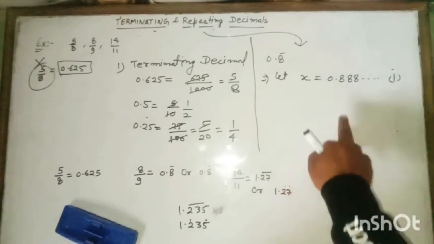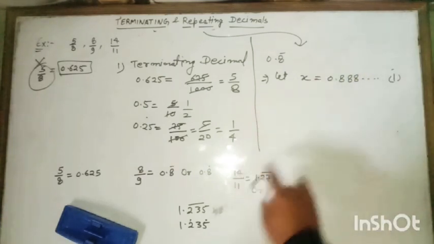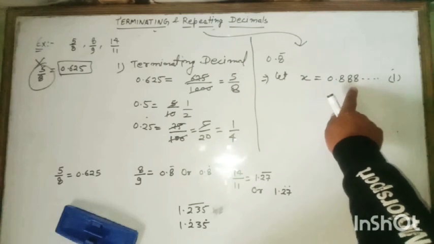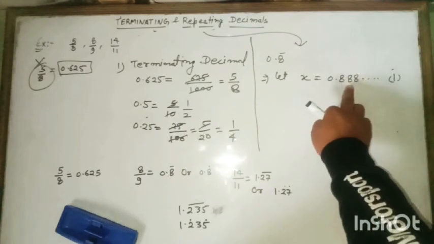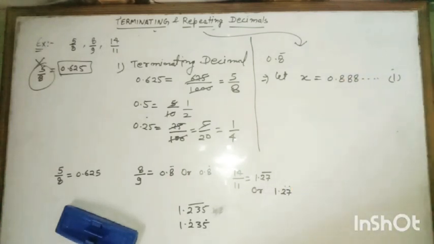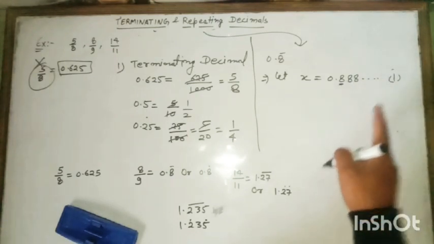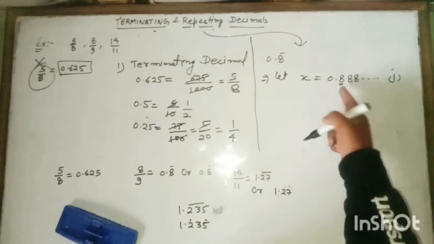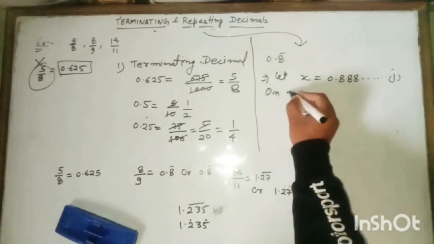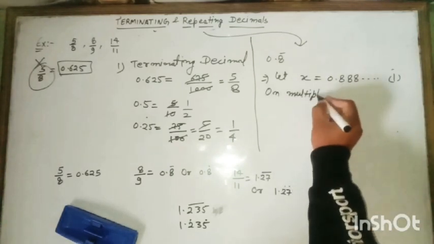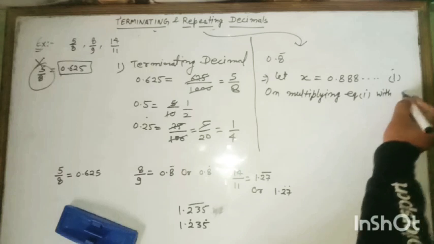In the same way, if after the decimal one digit is repeating, then you will multiply the whole equation with 10. If two digits are repeating, then you will multiply the whole equation with 100. If three digits are repeating, then you will multiply with 1000, means on the basis of digits after the decimal, that many zeros you will put after 1 to multiply the whole equation. Here only one digit is repeating, so we will multiply the whole equation first with 10. So what will be our result?